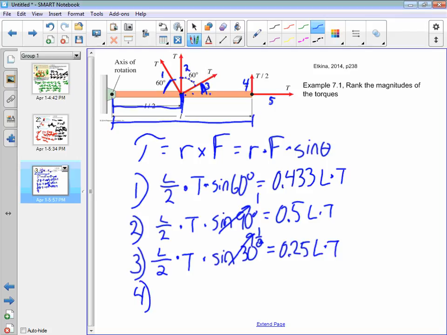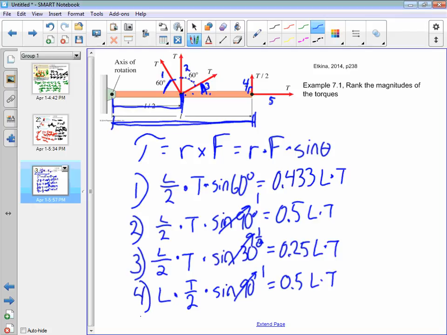Number 4 is, we're going all the way out here. L times, well, except for now we're cutting the force in half. T divided by 2, and what's this angle business here? Well, this is 90 degrees. Sine of 90, once again, is 1. So 0.5 LT. I see 2 that are the same value.